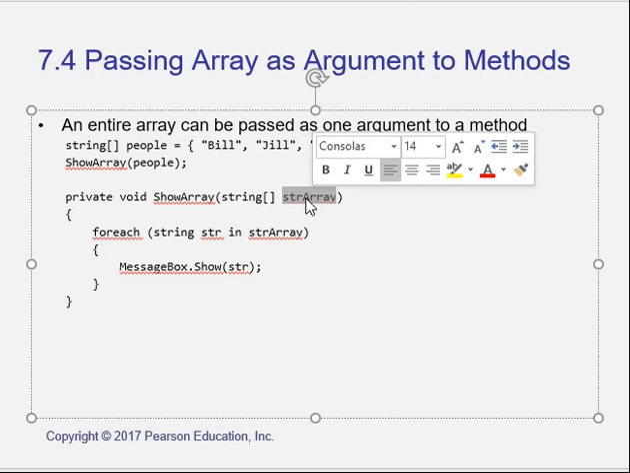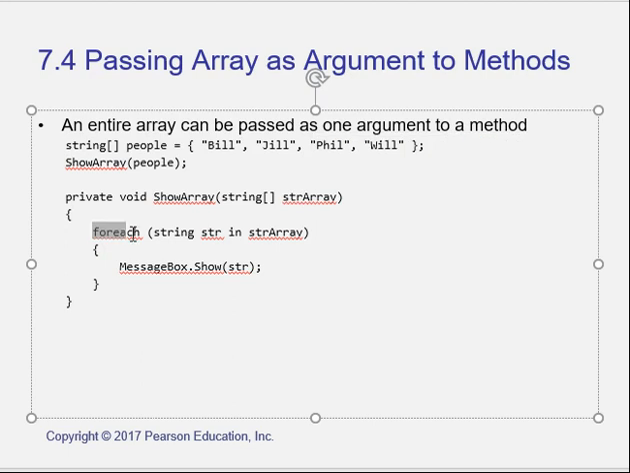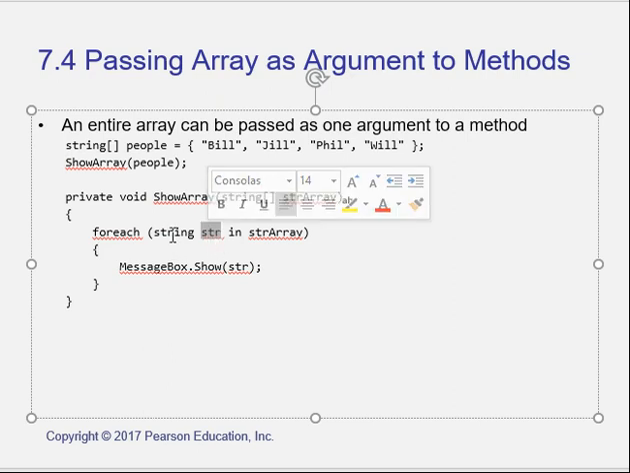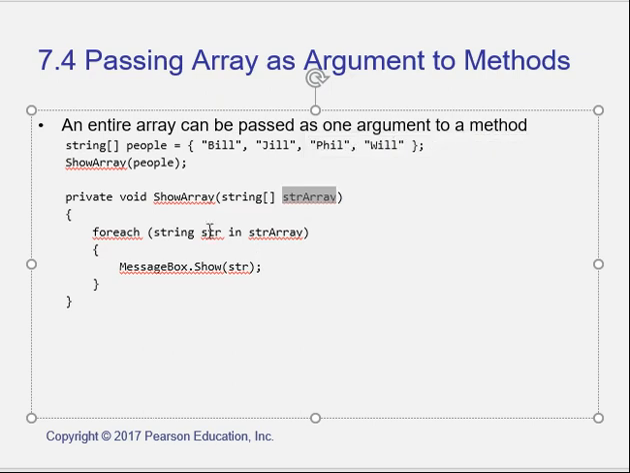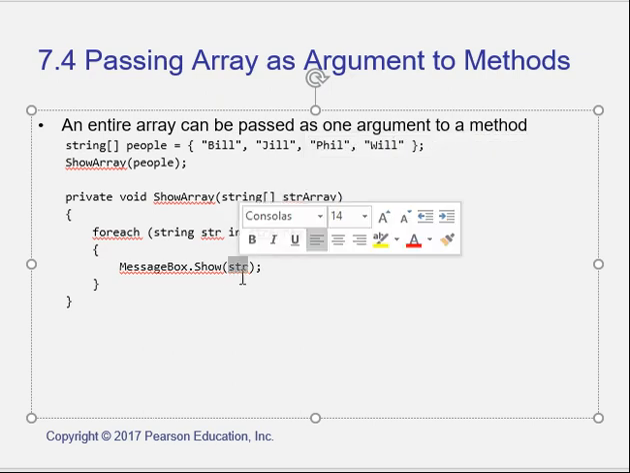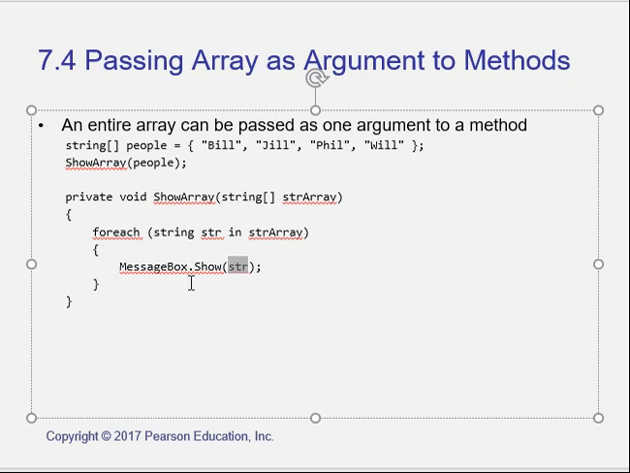All 4 of those people are here, so therefore we could use a repetition structure for each person in that array. We want to loop. So for each string, for each str here that we've declared as a string in this array here, we want to go through. So we're going to basically take that first person, which would be Bill, show Bill. Then we're going to loop. We're going to show a message box for Jill, or a message box for Phil, and one for Will. So this would loop 4 times.